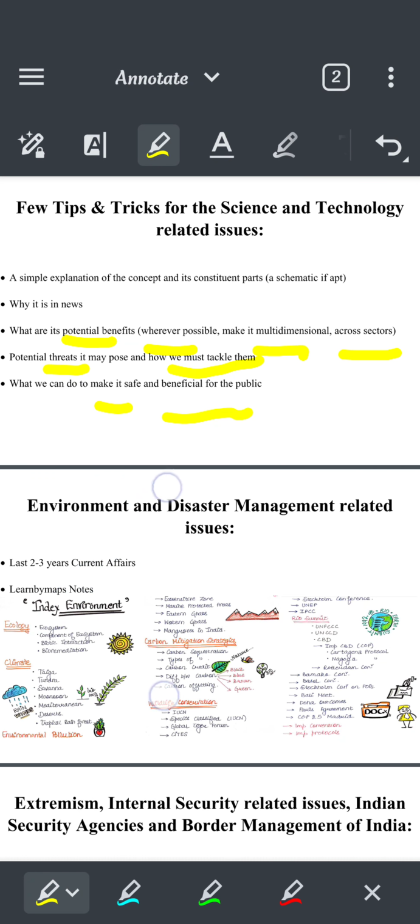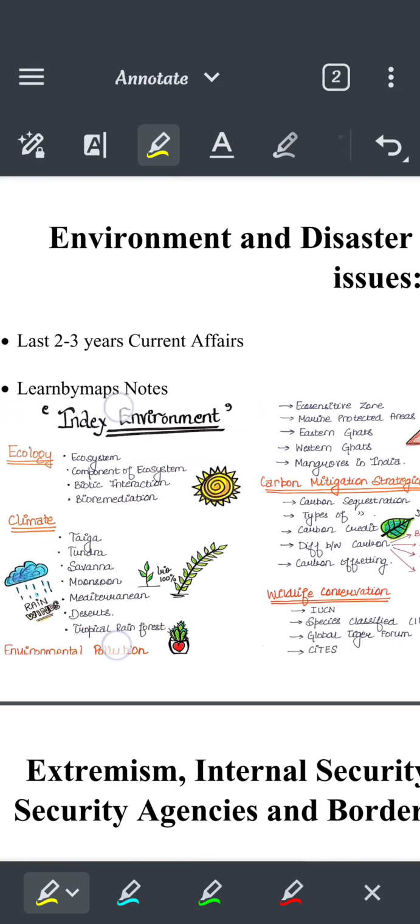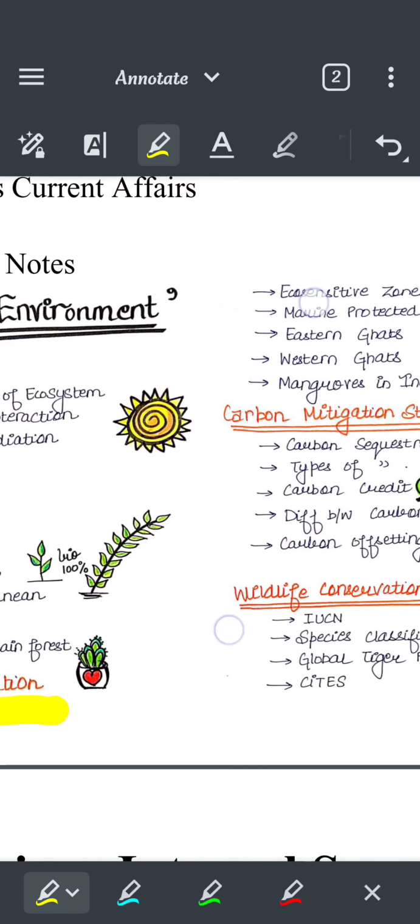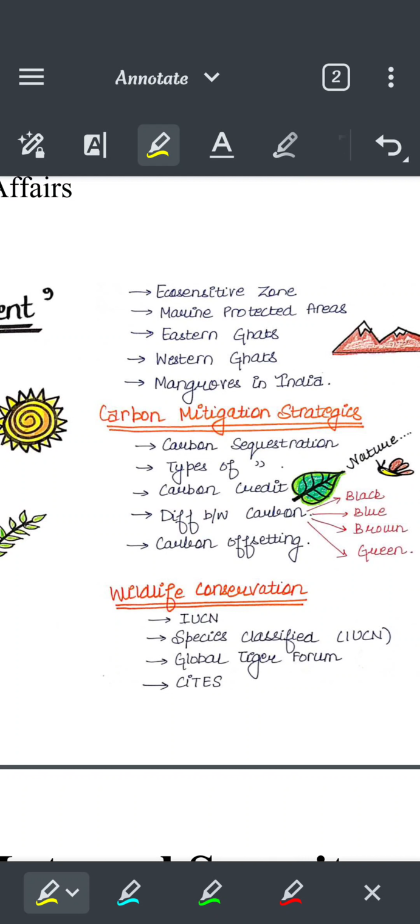For example, here we can see the notes for environment are there. It defines ecology, climate and environmental pollution, what it is. Next is the carbon mitigation strategies, what India follows and how it can improve further. Wildlife conservation is also very important.